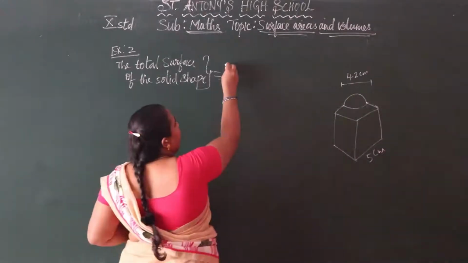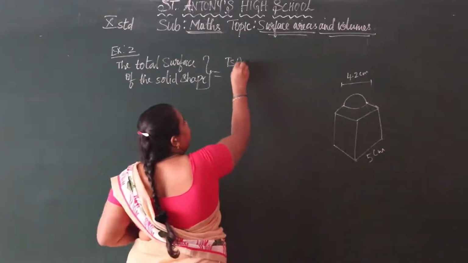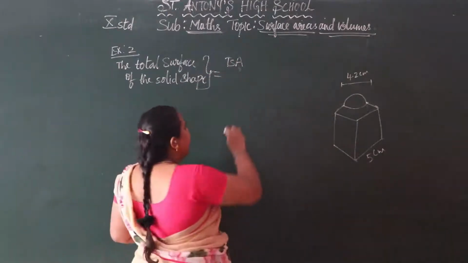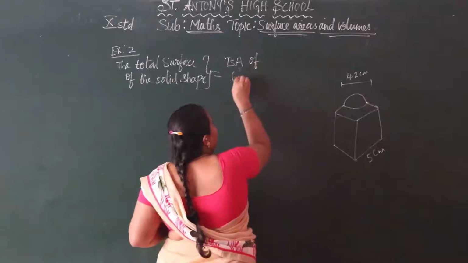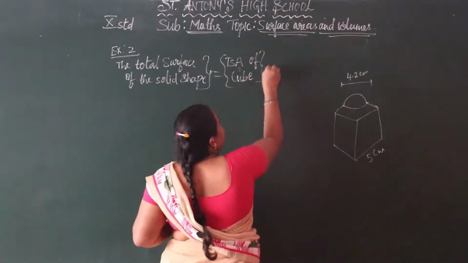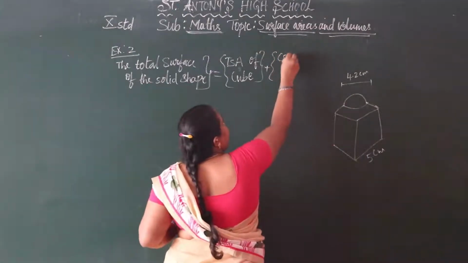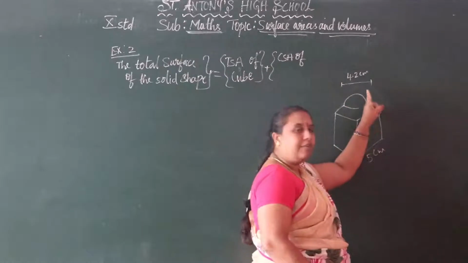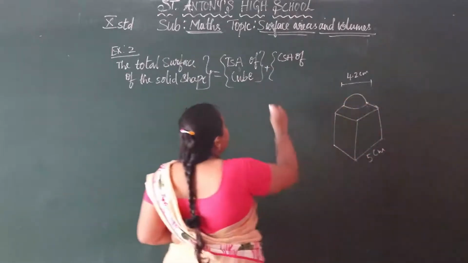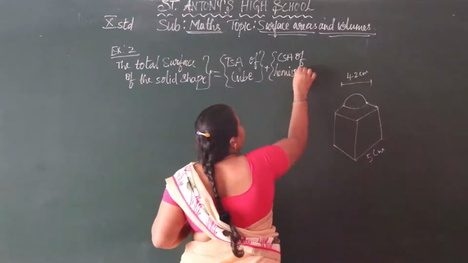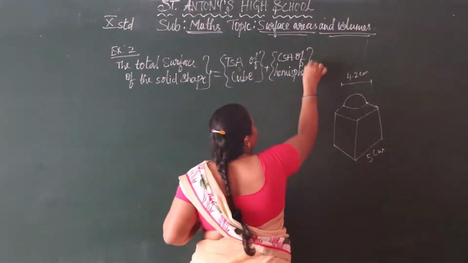So we have the TSA, total surface area. We have to write TSA of cube plus CSA, curved surface area, of hemisphere.